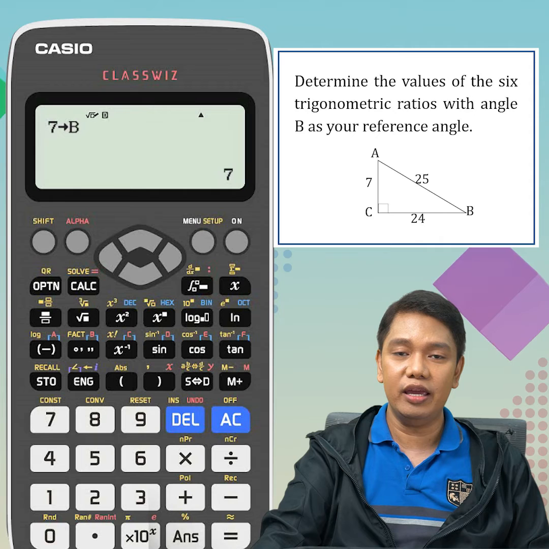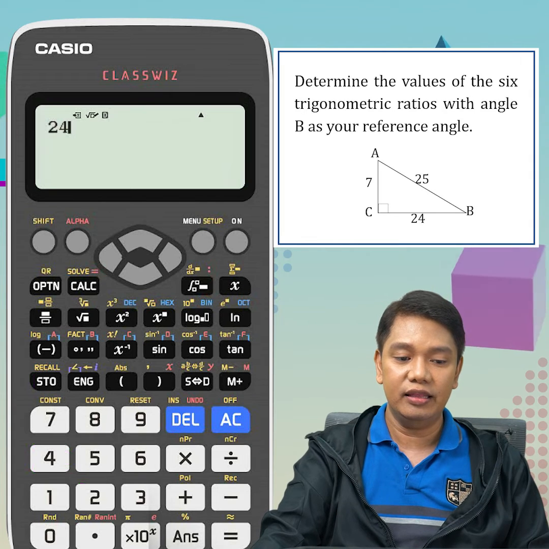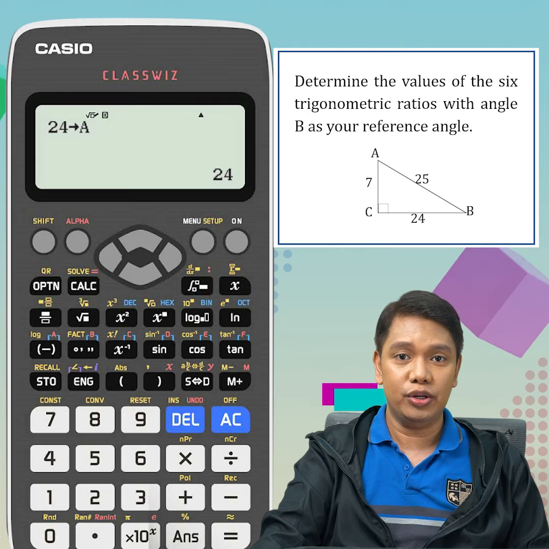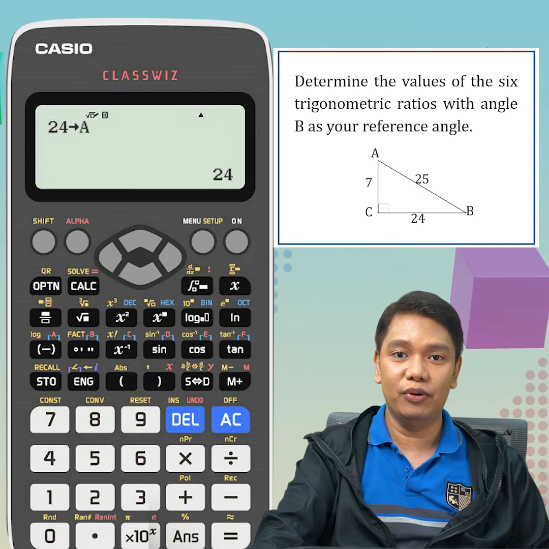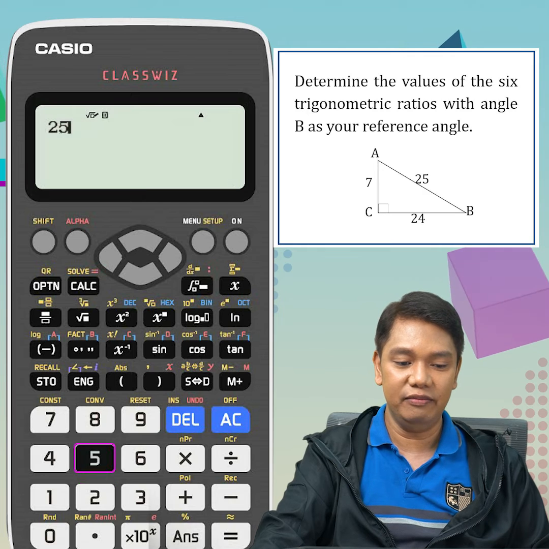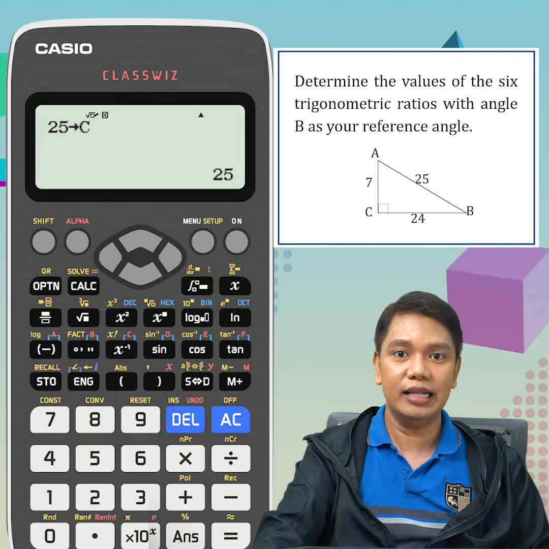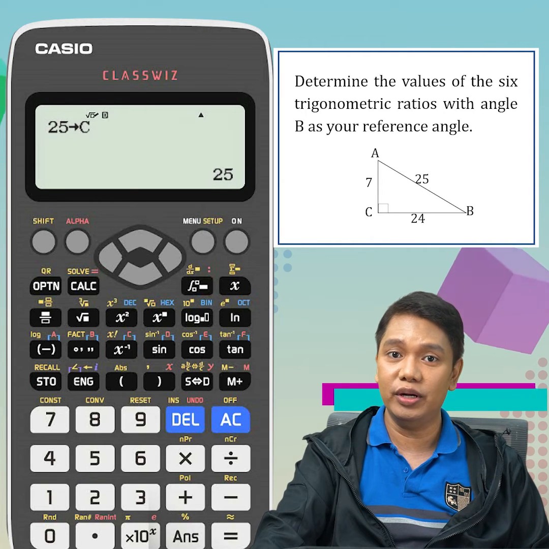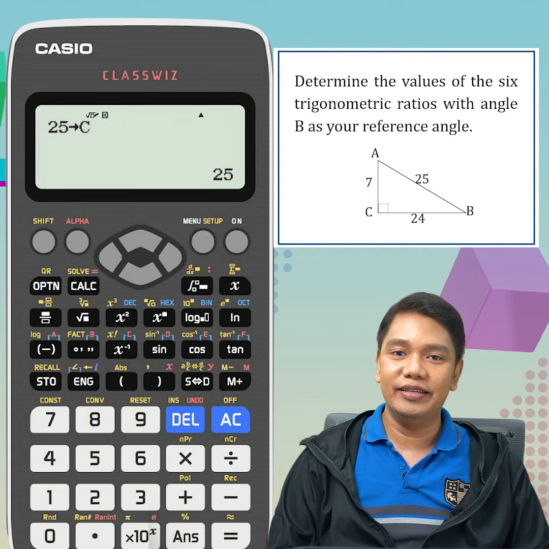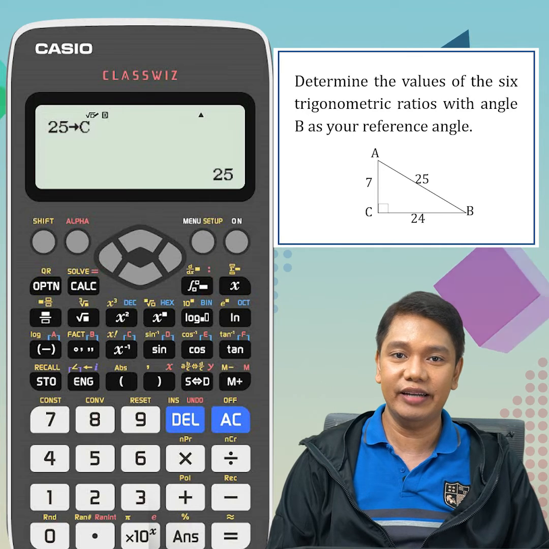Now, to store A having 24 as its numerical value, press 24 and then store, and then the negative button, and you can see on your screen that 24 is stored in variable A. And lastly, to store 25 in variable C, press 25 and then store, and then the inverse button, and now you can see on your calculators that 25 is stored in variable C. So we are now ready to compute for the values of the 6 trigonometric ratios.